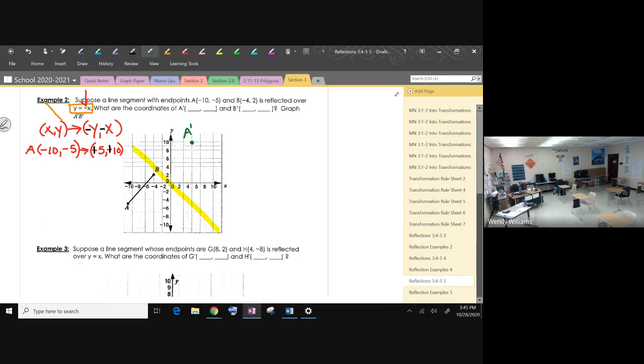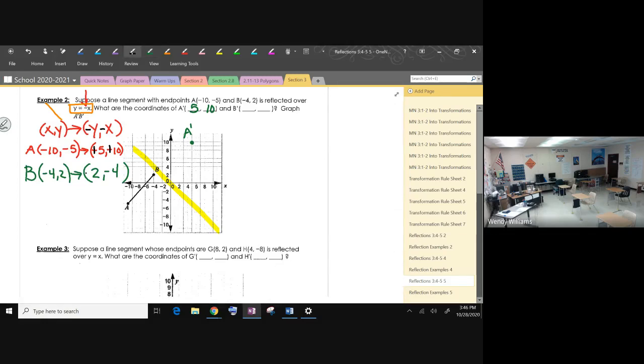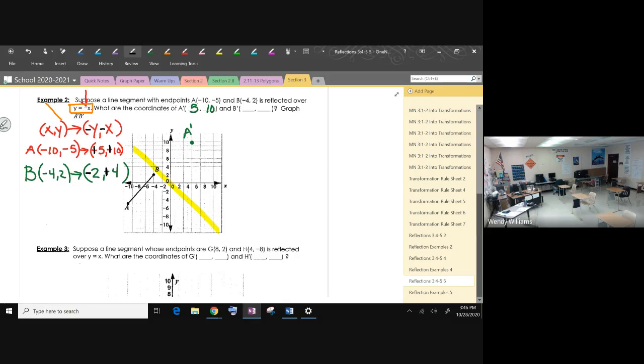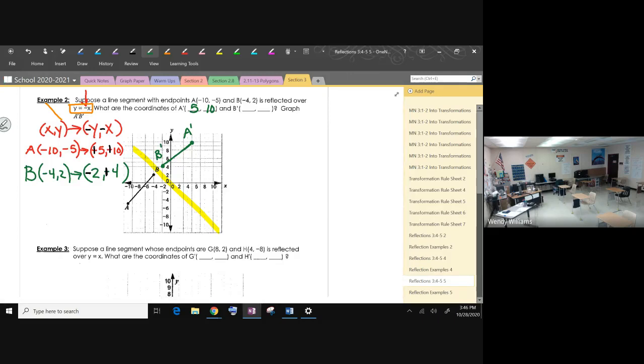Now B. B is located at negative 4, 2. And it's going to go mapping onto... First, we're going to switch the order of the numbers, to 2, negative 4. And because of the rule, both these signs change. So this is negative 2, and that would be positive 4. So that would be my B prime. So B prime is negative 2 and up 4. This becomes B prime. And when we put those together, you can see the reflection over y equals negative x.